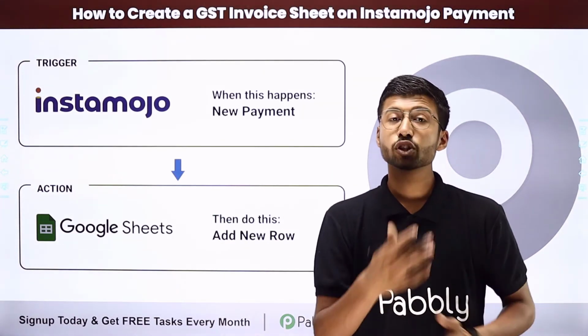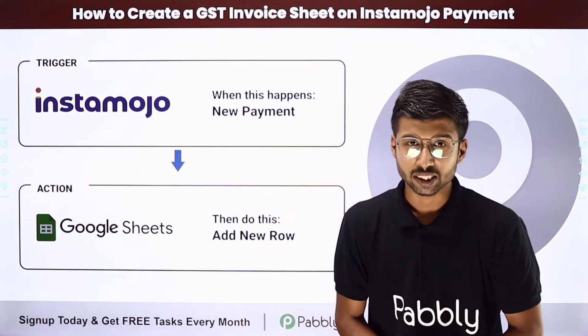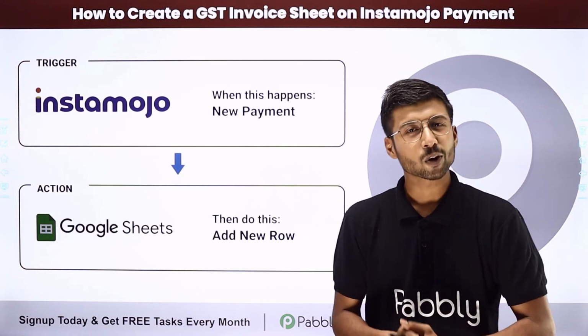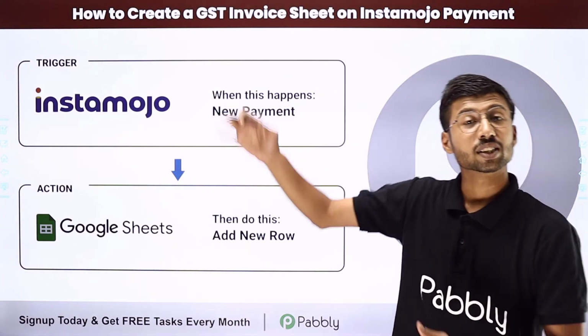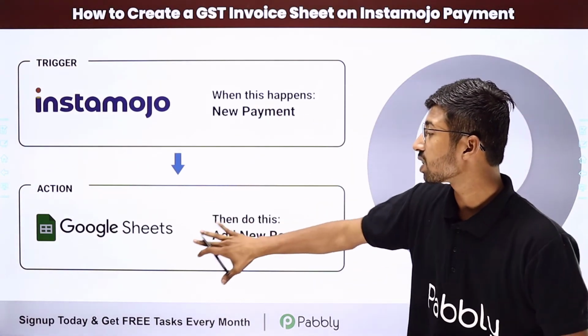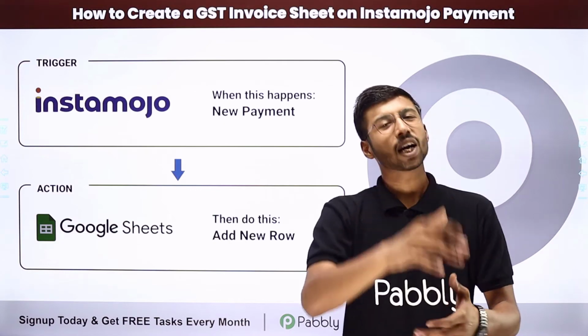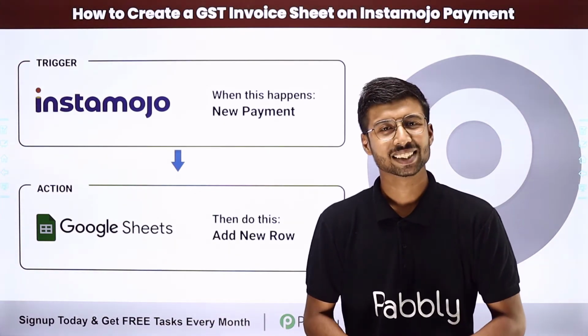So that you just have to share your Google Sheet with your accountant or chartered accountant and they can work on your taxation. Now guys, you can completely automate this process. The trigger of this automation will be receiving a new payment on Instamojo and the action will be adding those new payment details with the tax details into a Google Sheet. Now guys, how can you set up this automation? To know this, you have to come with me to my screen.